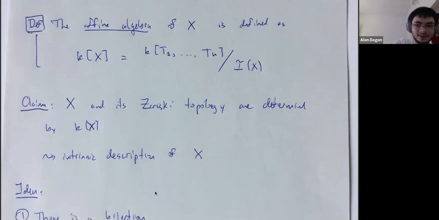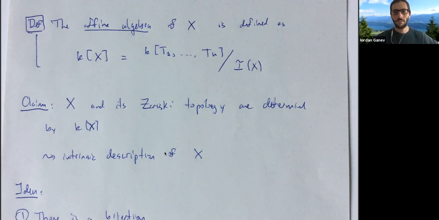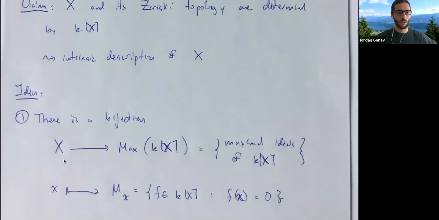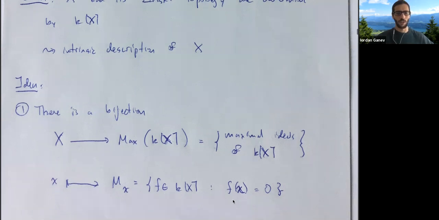Small question. Sure. As a novice in algebraic geometry, does this affine algebra separate the points of X? Yes. This is what I was about to say. There's a bijection between the points of X, here set theoretically, no real topology right now, and the maximal ideals of this algebra. Max is just a notation for maximal ideals. The way we get this bijection is we send x to the maximal ideal of all functions that vanish at x inside the affine algebra.